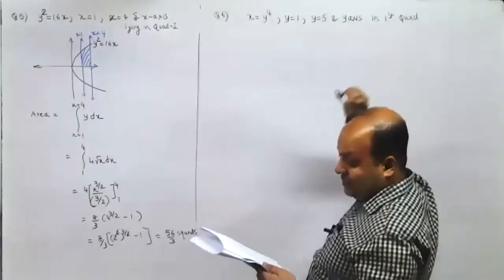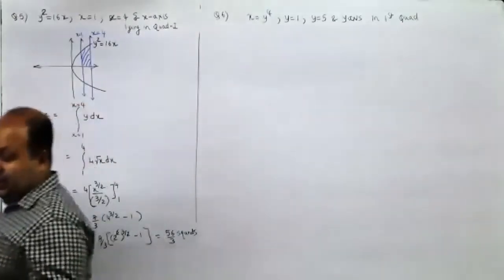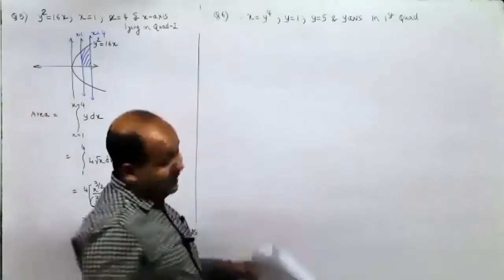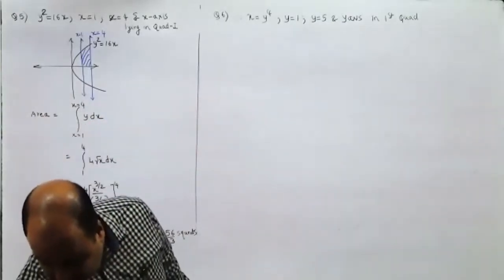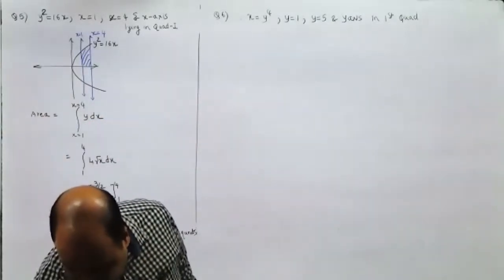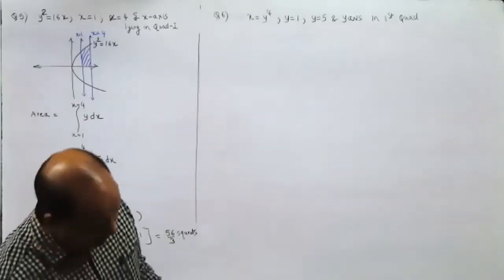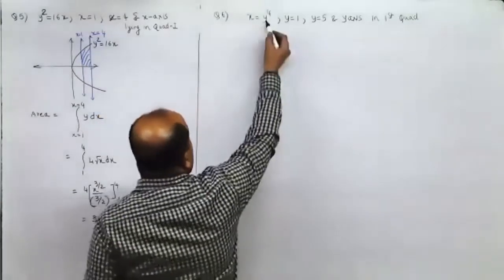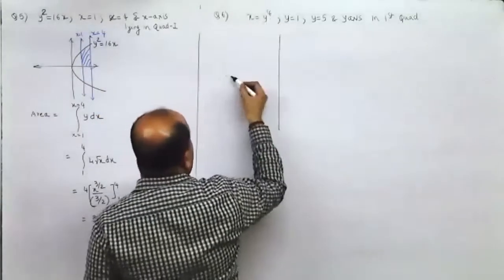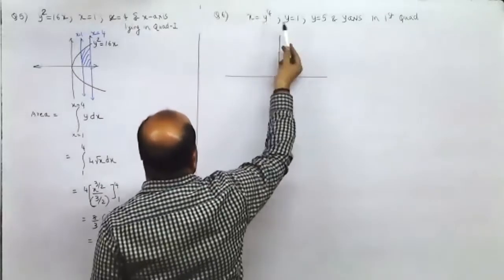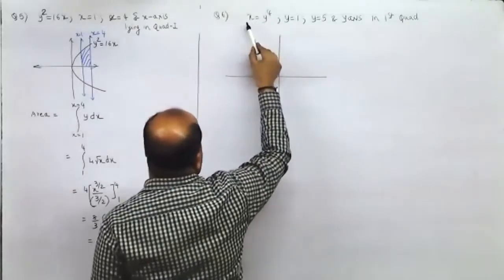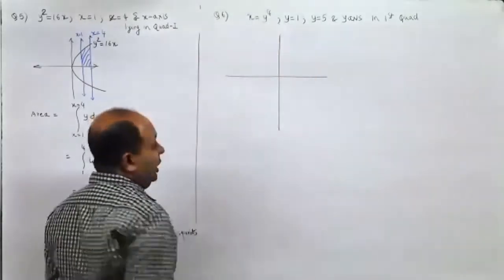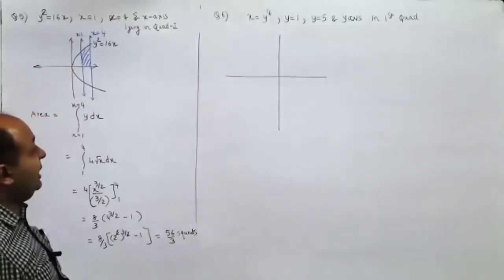Now, x equal to y raised to 4, that means it is x equal to y raised to 4. Again, it's a curve which is not parabolic, but it is somewhere close to a parabola. You can say it appears just like a parabola.